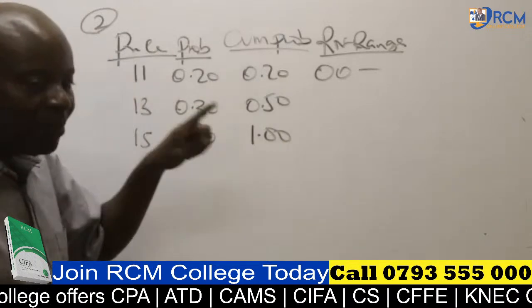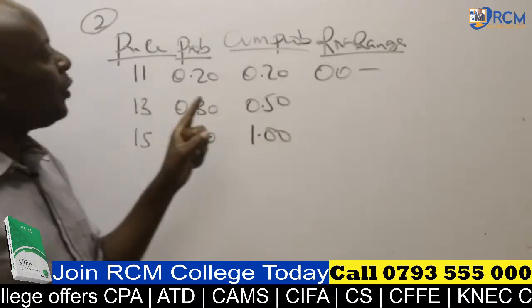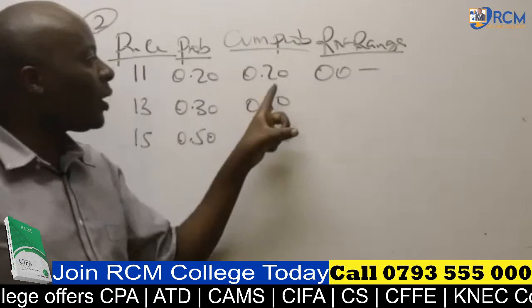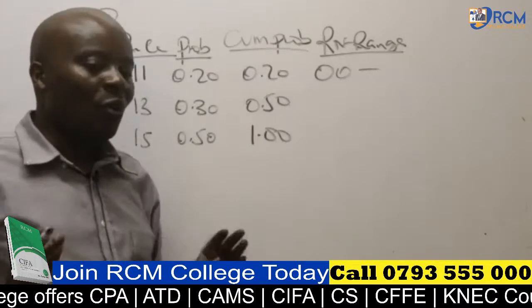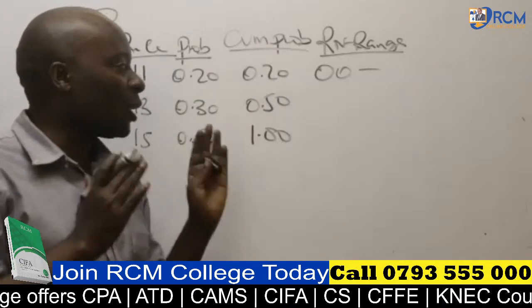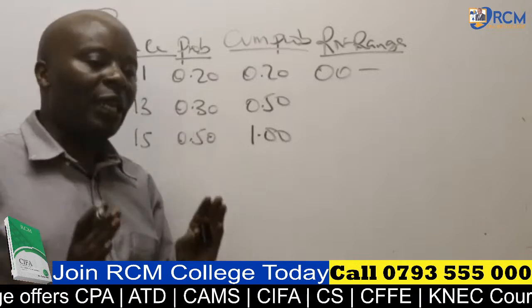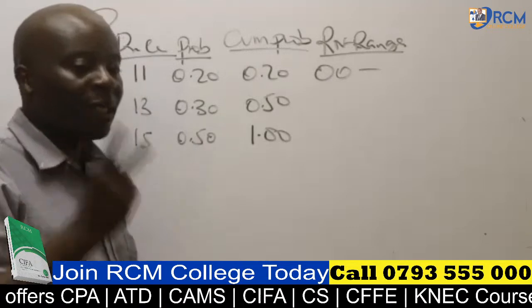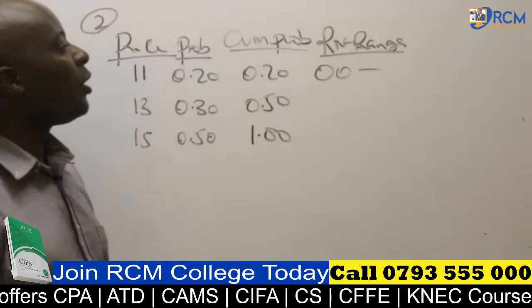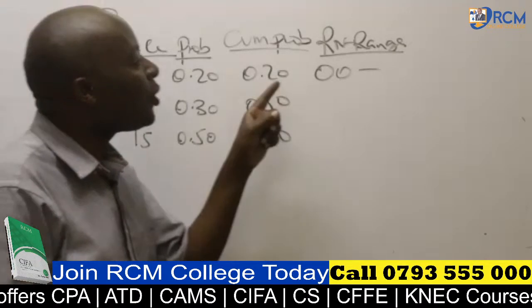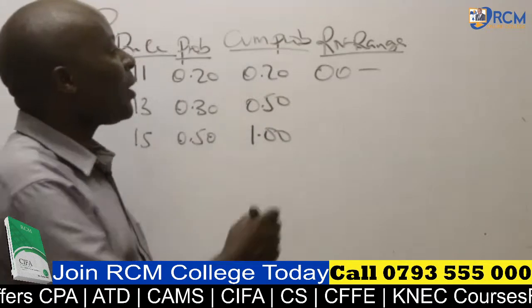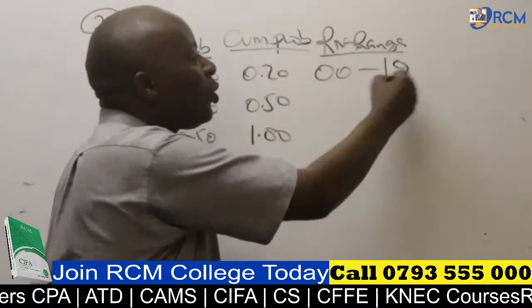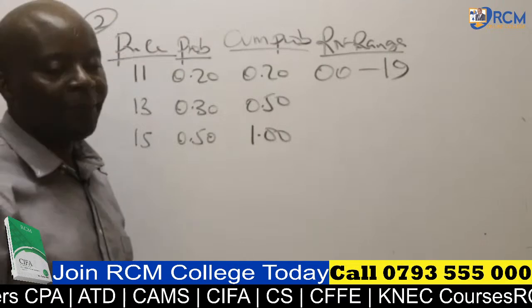You can't start making a high school argument of telling us that this 0 is not significant. No. For us, when we see these guys giving us 0.20, it means that the level of accuracy is 2 decimal places. So then it will be 00 all the way to 20 minus 1. So 20 minus 1 gives me 19.